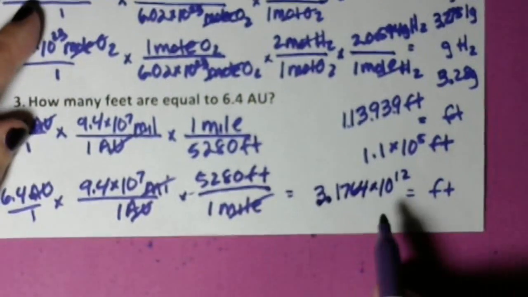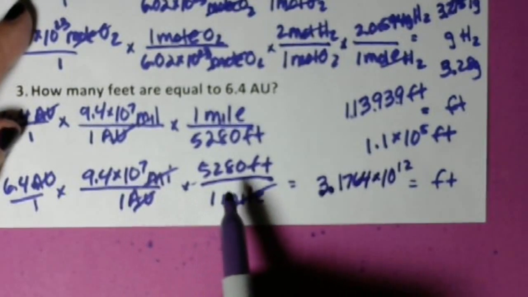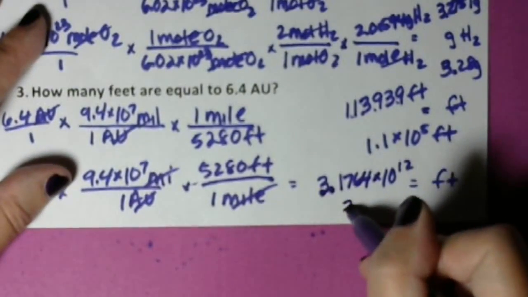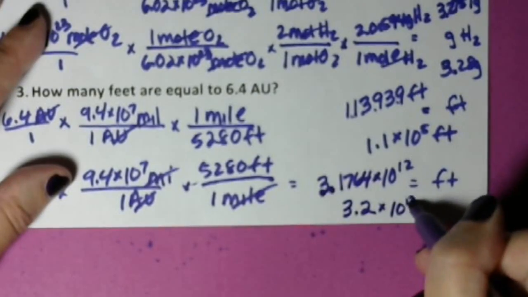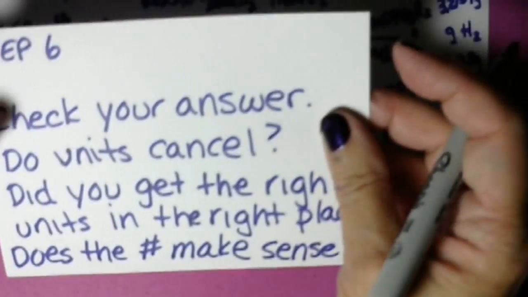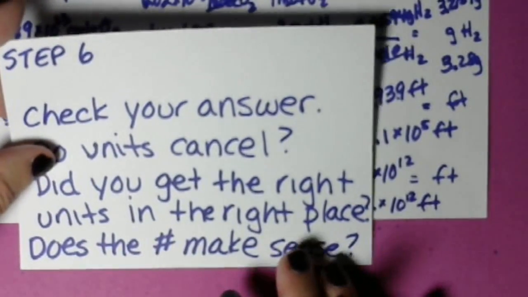Okay, but I've got to round that. 2 sig figs here, 2 sig figs here. This might be a definition. We only have 2 in our answer, so 3.2 times 10 to the 12th feet. So now if I check my answer, my units do cancel. Okay, they are in the right place. Both are in the top.